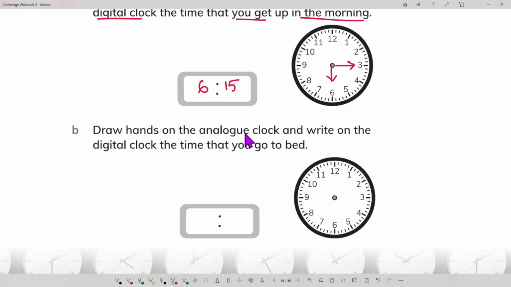Same, draw hands on the analog clock and write on the digital clock the time you go to bed. It means at night, like we can say 11:30. We can say this is 11:30.